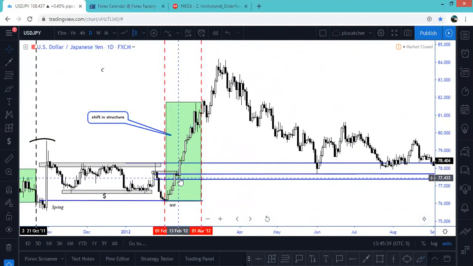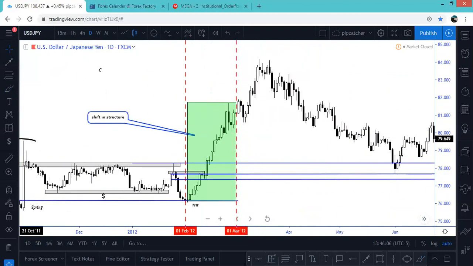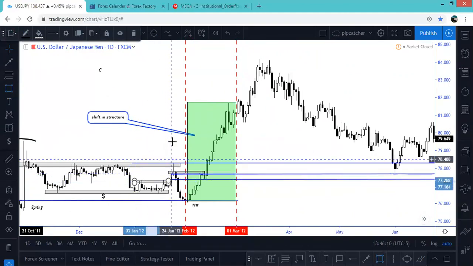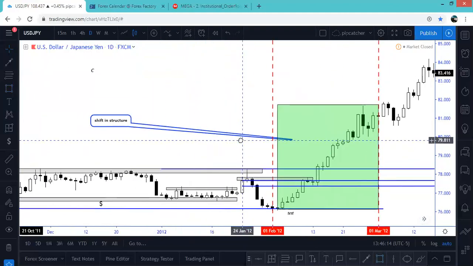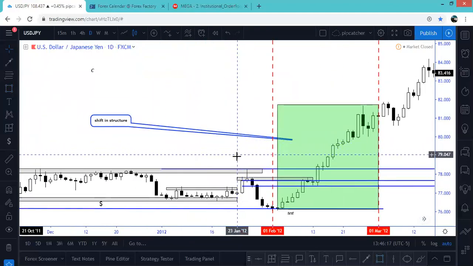Okay, so look, that last impulse before we really saw the up move, we had equal highs broke. Okay, right in here. Now this is getting advanced. I know it is.